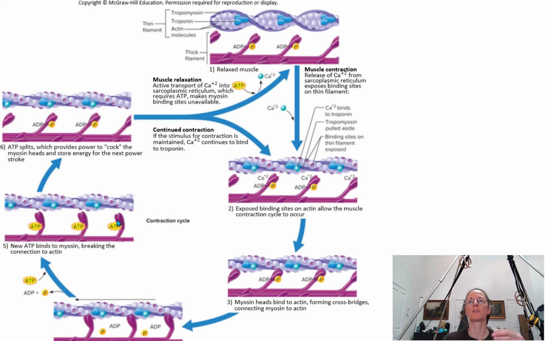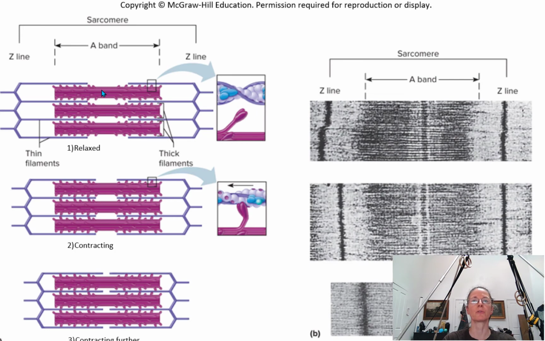And so long as the active sites are uncovered, so long as we have calcium and adenosine triphosphate present in the muscle, this cycle of cross-bridging will continue. And as long as the cycle of cross-bridging continues, the muscle fiber will shorten because we have these myosin heads basically pulling on these actin filaments. And of course, that is like bringing the Z lines closer to the M line.